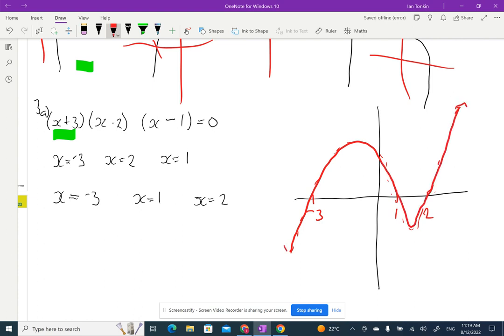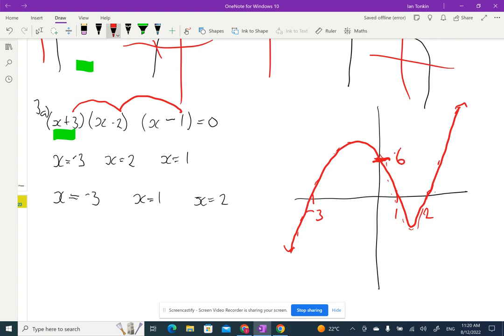now, here's where you're really smart. What's that value there? All I have to do is multiply this number by this number by this number. 3 times negative 2 is negative 6 times negative 1 is positive 6, so that's positive 6.